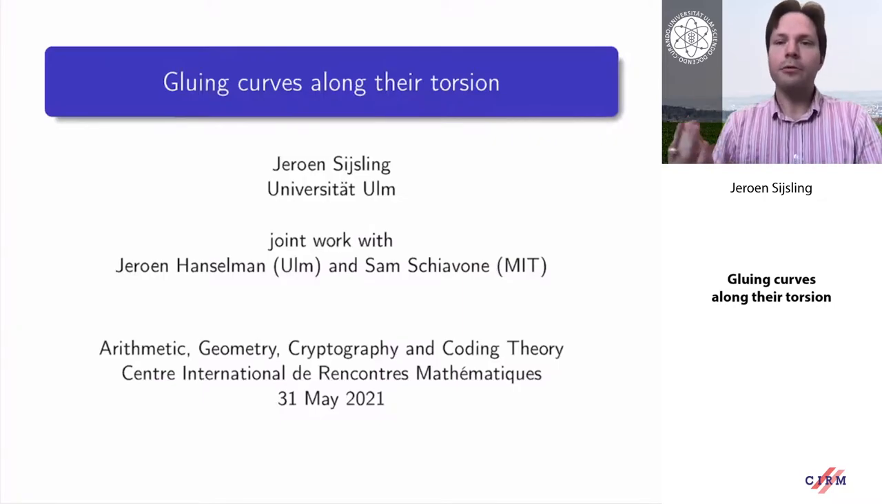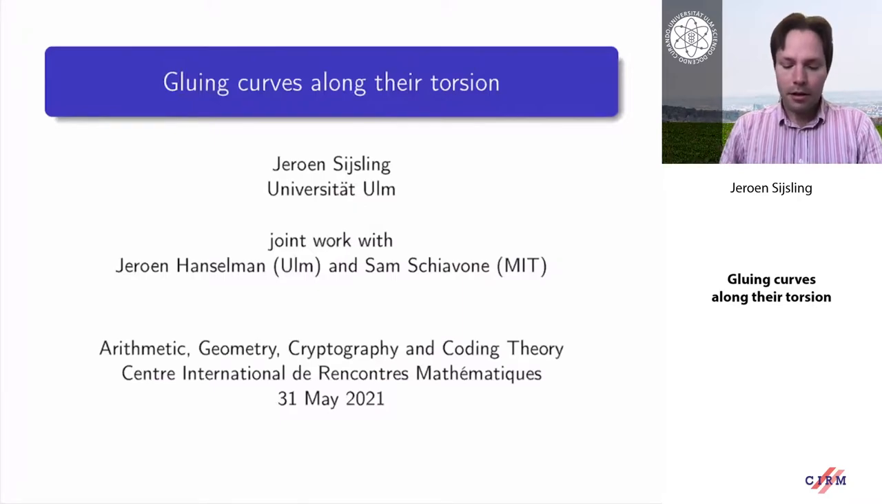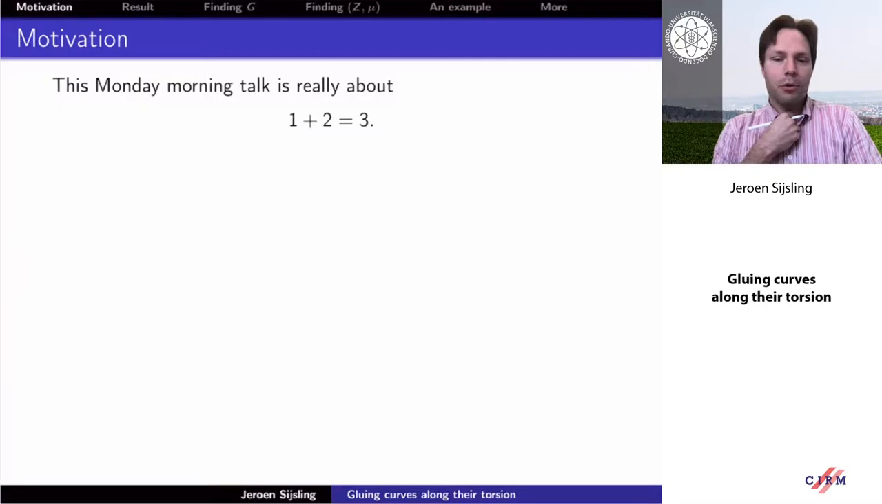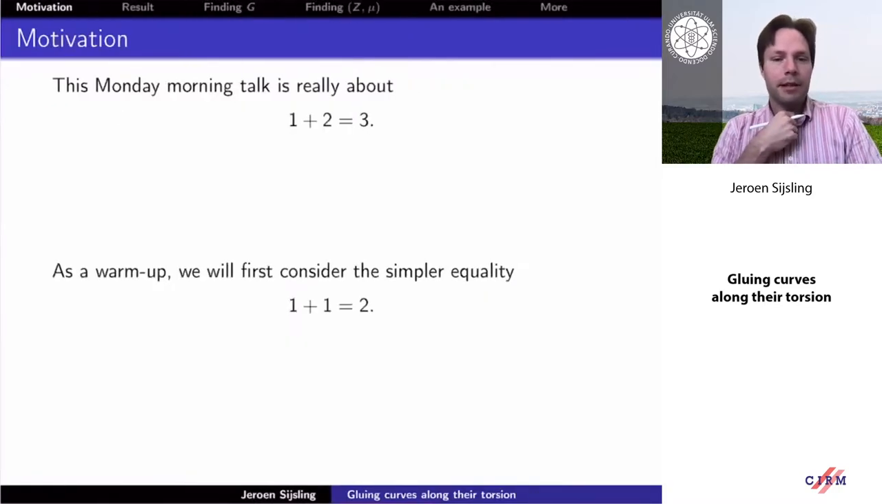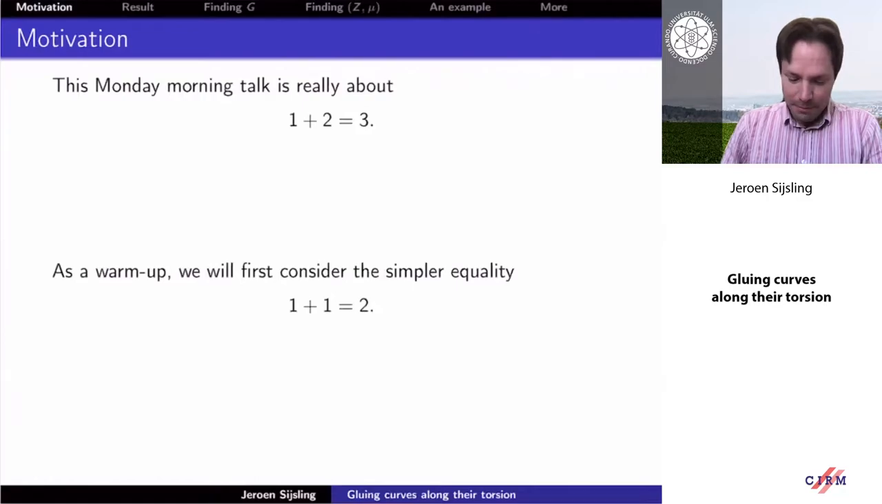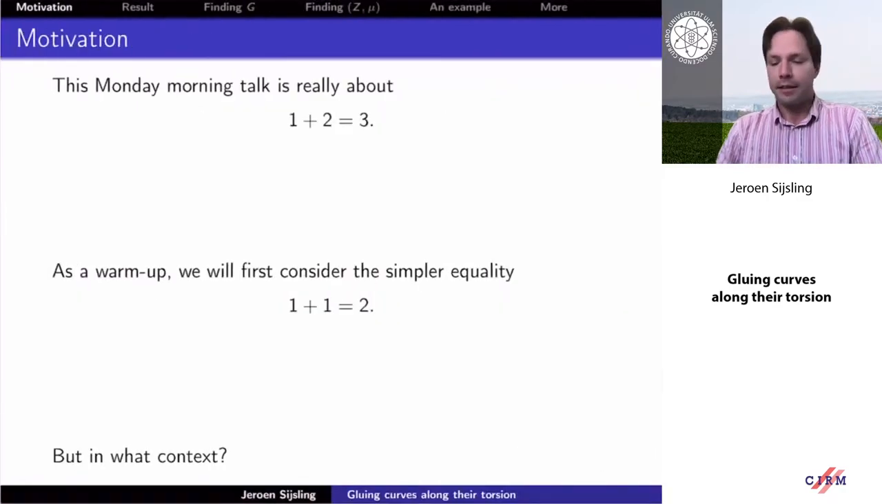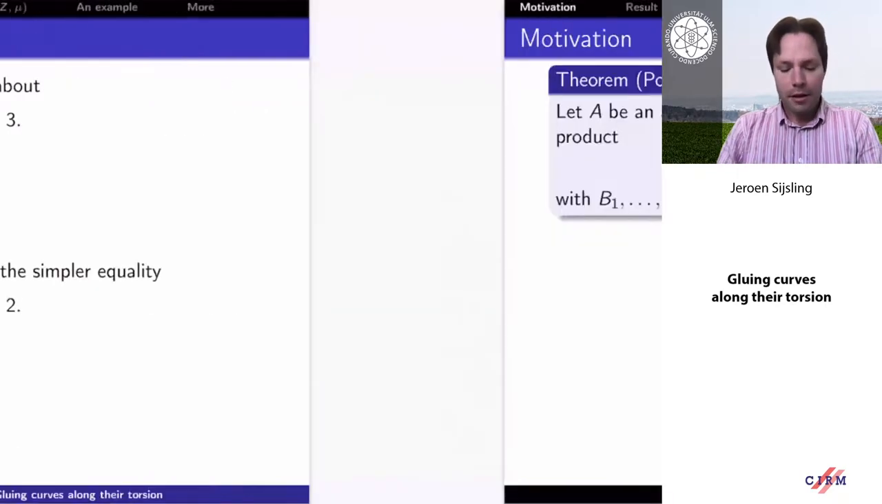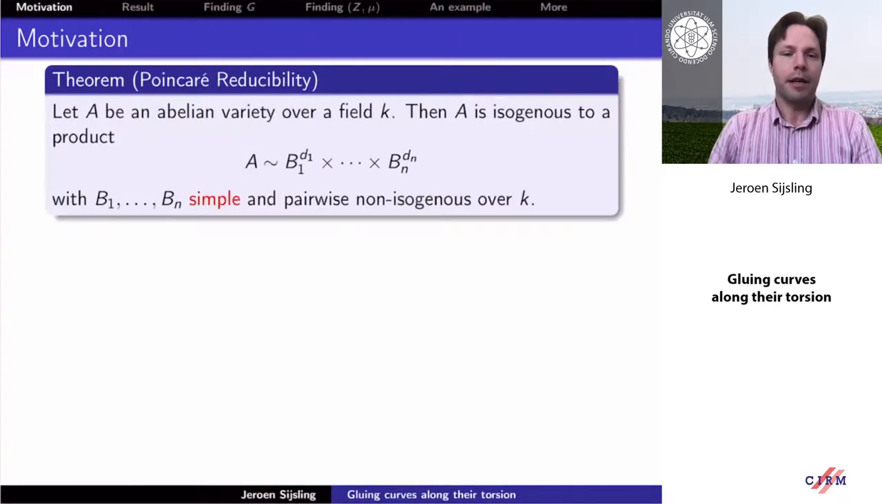For now, I just want to tell you what is the theme of this talk. And I figured that since it's Monday morning and we're all tired and had to get up early, I would tell you something about the equality 1 plus 2 is equal to 3 and motivate this by the equality 1 plus 1 is equal to 2 as a warm-up. And not do this in complete generality. It's also a bit much perhaps, but I want to do this in a specific context, which I will explain to you now. The context is that of abelian varieties.